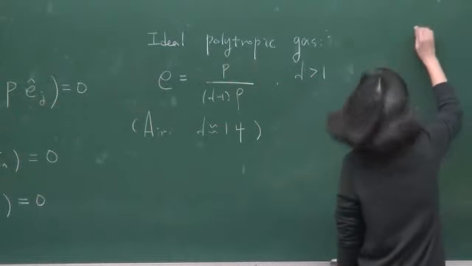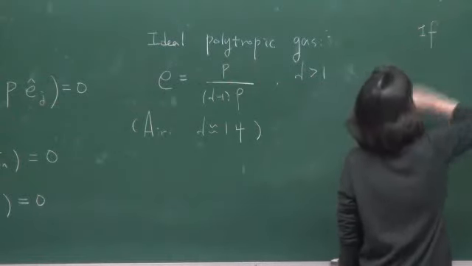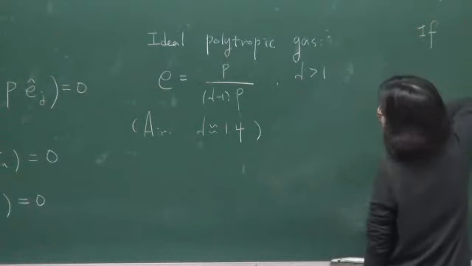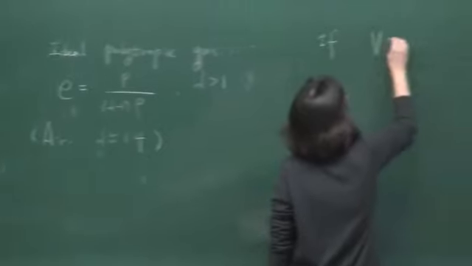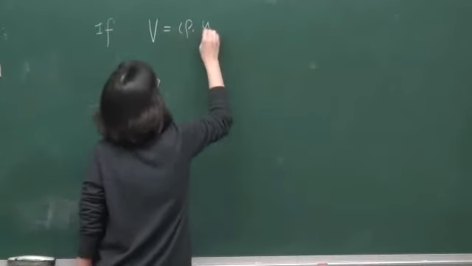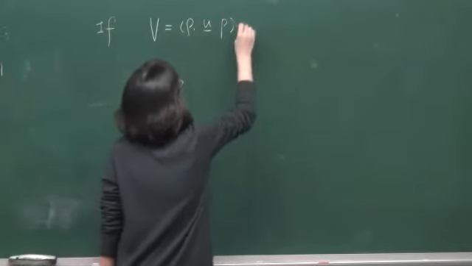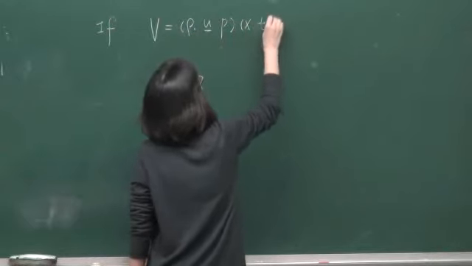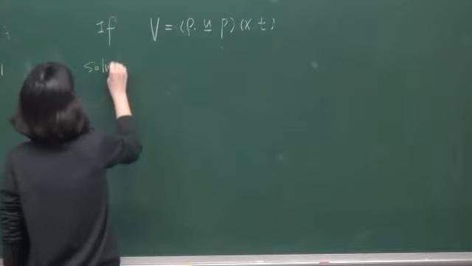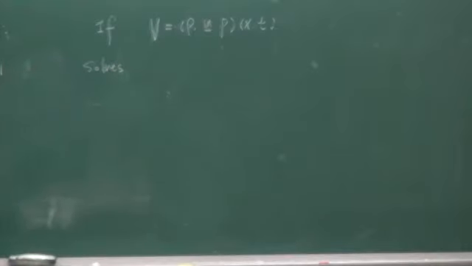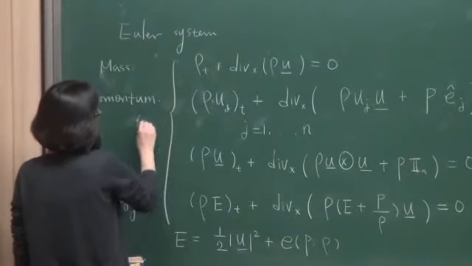Let's look at the following case. Suppose that V, which is a vector, is (rho, u, p), which is a function of x and t. If this solves the Euler system here, let me label this whole system as just capital E.